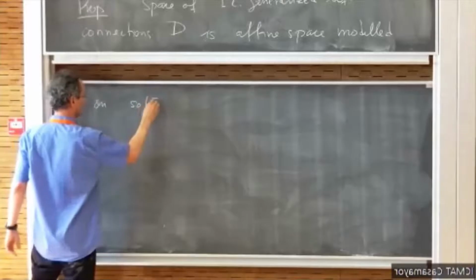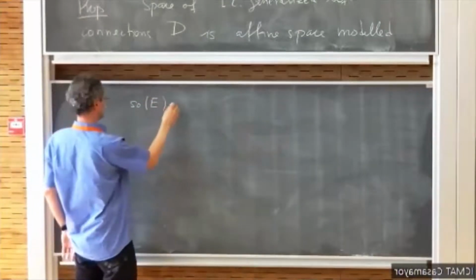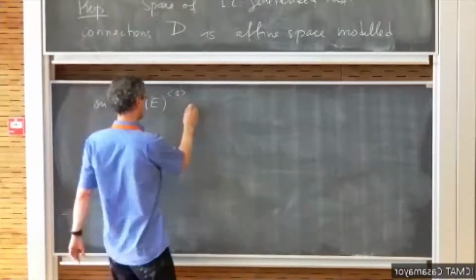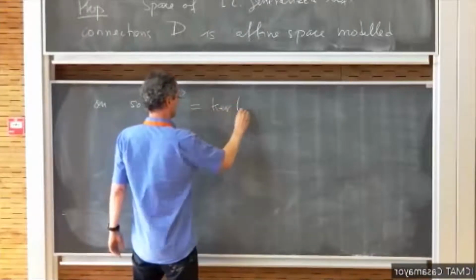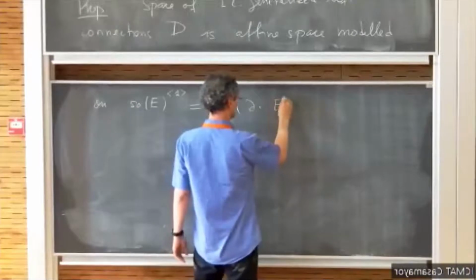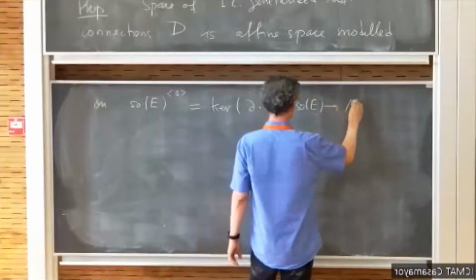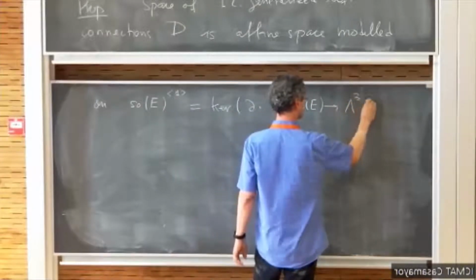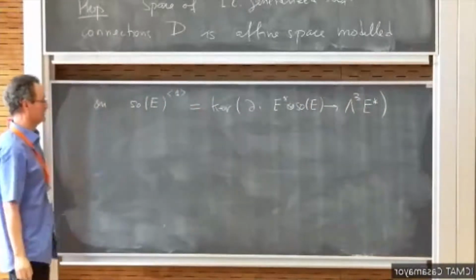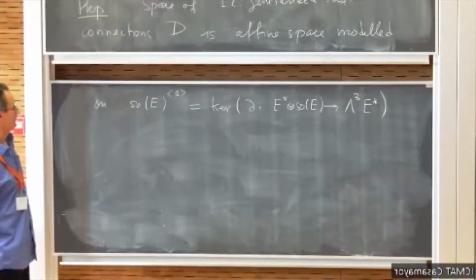This is for so(E), where E is the sum of g and g star, and here we take the first generalized prolongation, which is the kernel of the natural map from E star tensor so(E) to wedge 3 of E star. So it's just summing over cyclic permutations. And so the kernel of that map is exactly this first generalized prolongation.